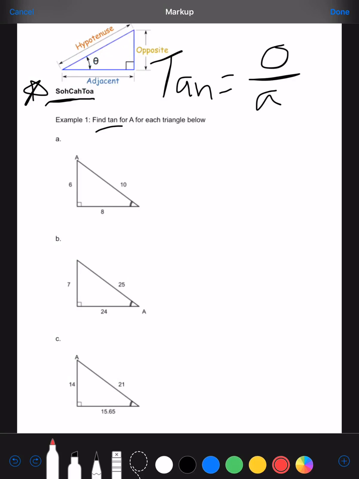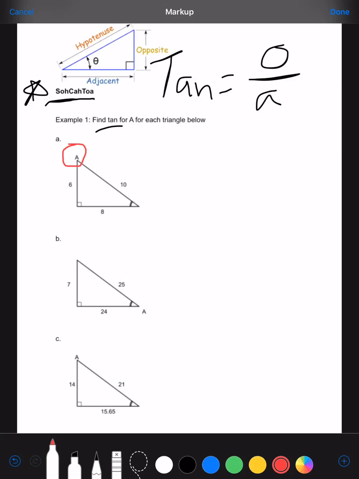Okay? So most important, you have to look from the angle. It's not always going to be in the same spot. You have to pay attention. So let's go down to our first example. It says find tangent of A for each triangle below. So angle A is up here in this corner.